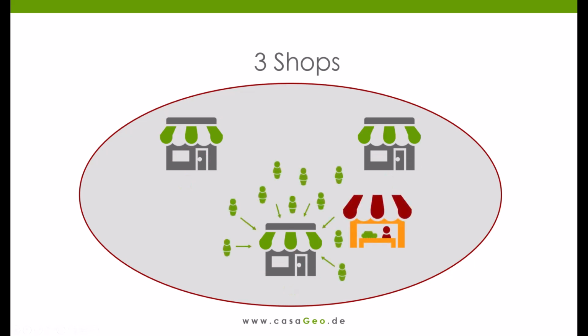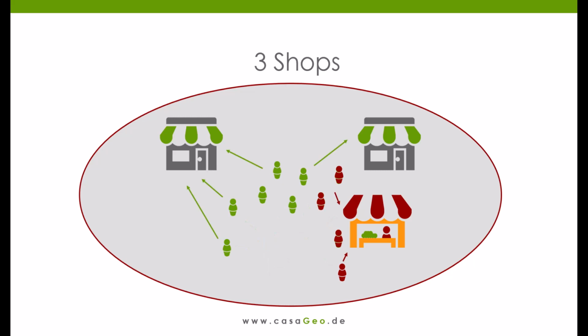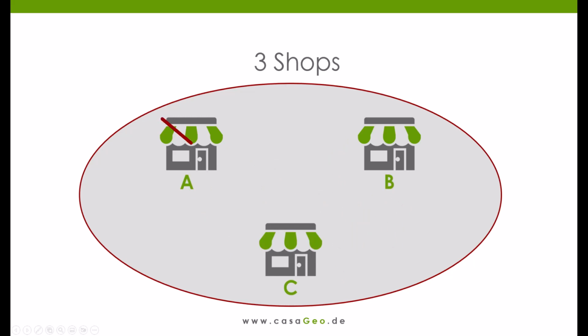Since they are usually not independent of each other, closing one location will affect the sales of the others. If you close one location, customers will either go to one of the other 2 or to the competition. So you check how the closure of shop A would affect the 2 locations B and C and thus the result for the locations in the city as a whole. You do the same for location B and location C.